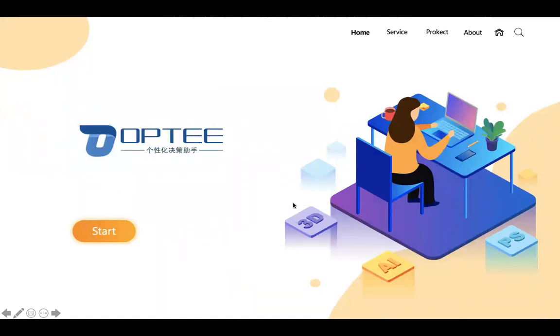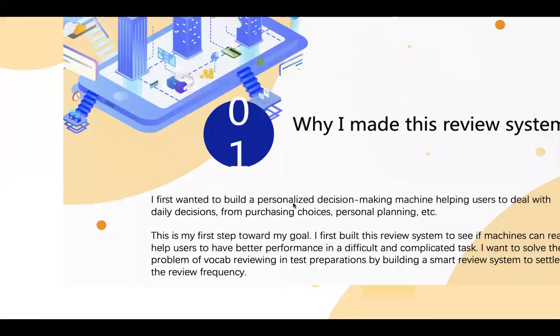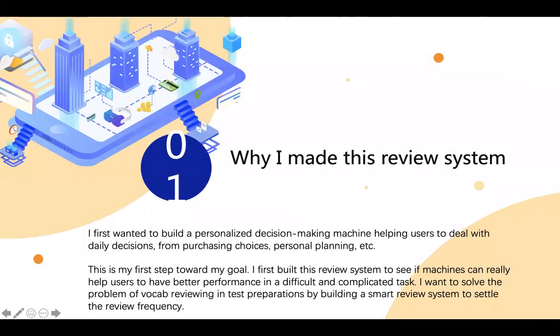Okay, so this is my project Opti, which is a review system. I first wanted to build a personalized decision-making machine to help users deal with daily decisions. But my first step toward my goal is to build a smart review system to deal with the problem of test preparation, like key term review, by helping users decide the review frequency.